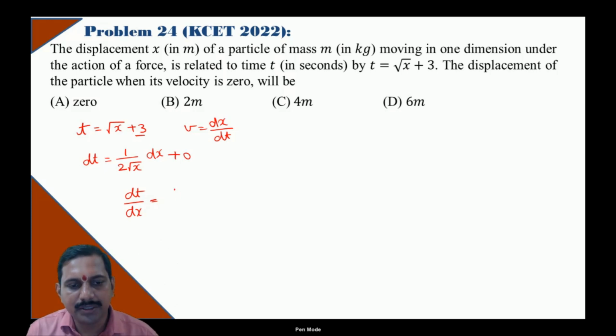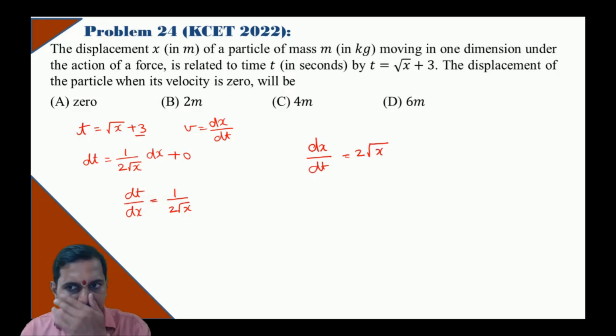Right. Now if we do this, we will get dt by dx is equal to 1 by 2 root x, right? 1 by 2 root x, and dx by dt would be 2 into root x. 2 into root x. And what is given?